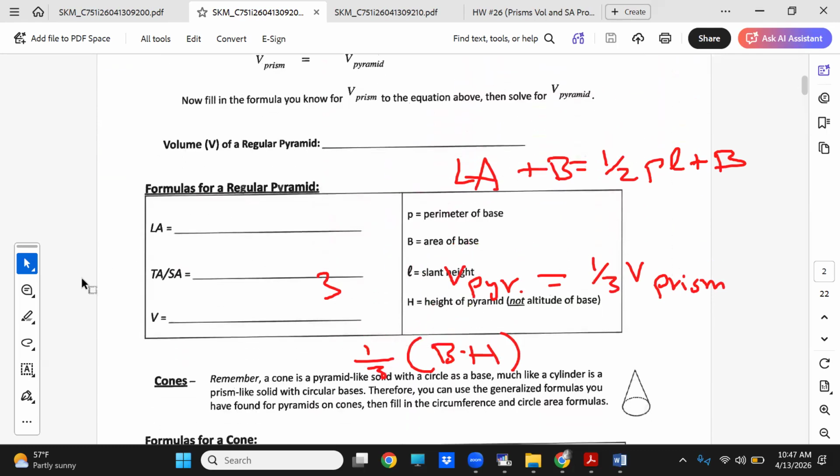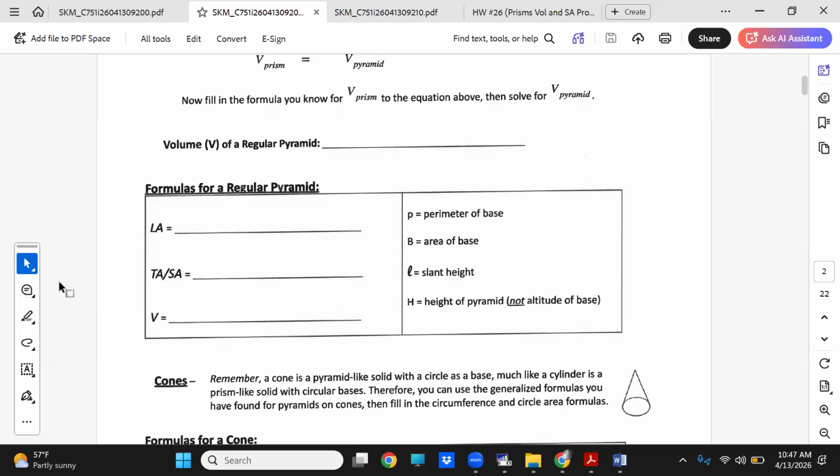So in summary, the lateral area is this: 1/2 the perimeter times the slant height. The total area or surface area would be 1/2 PL plus the base. So we have one base. And this is 1/3 the base and the height. This is the height of the whole pyramid, not of the sides or the faces.